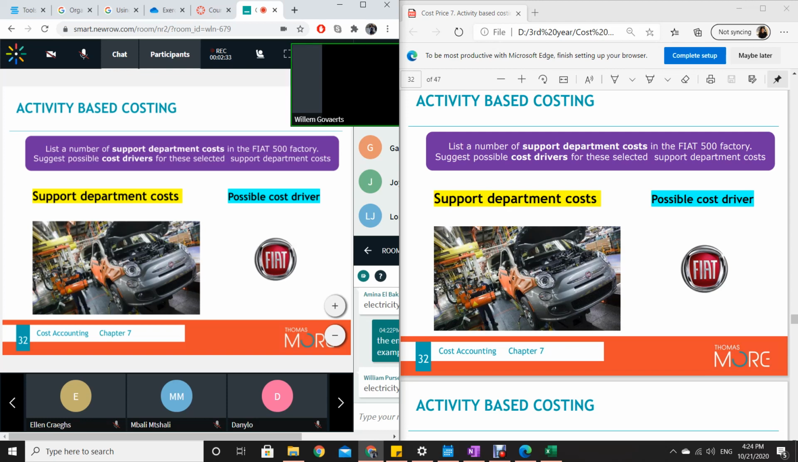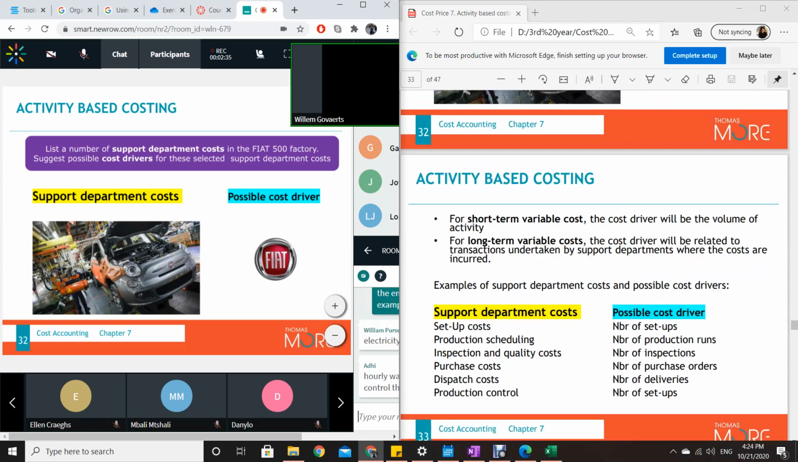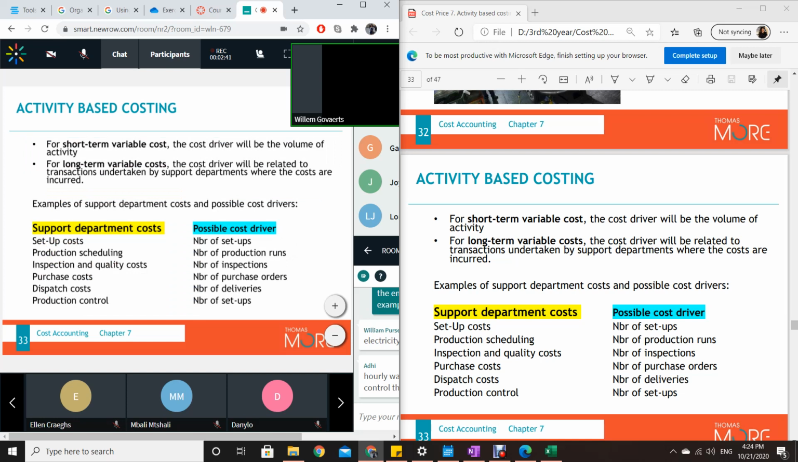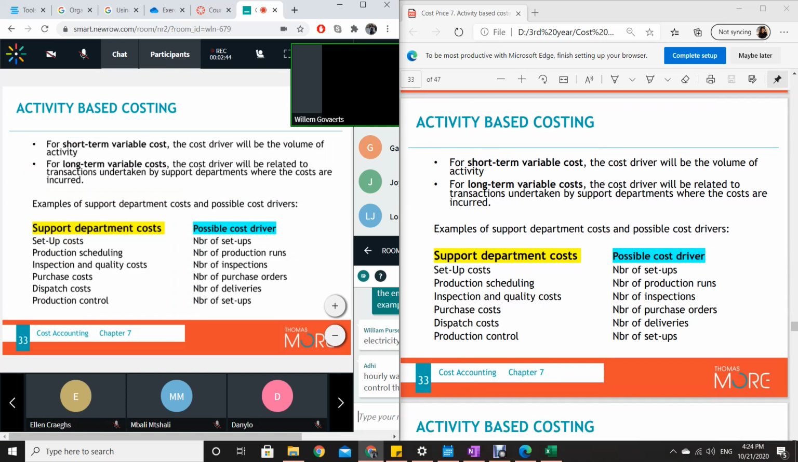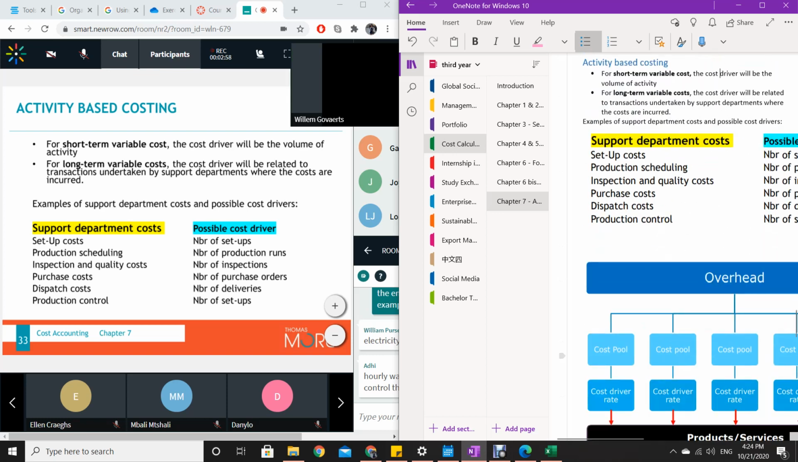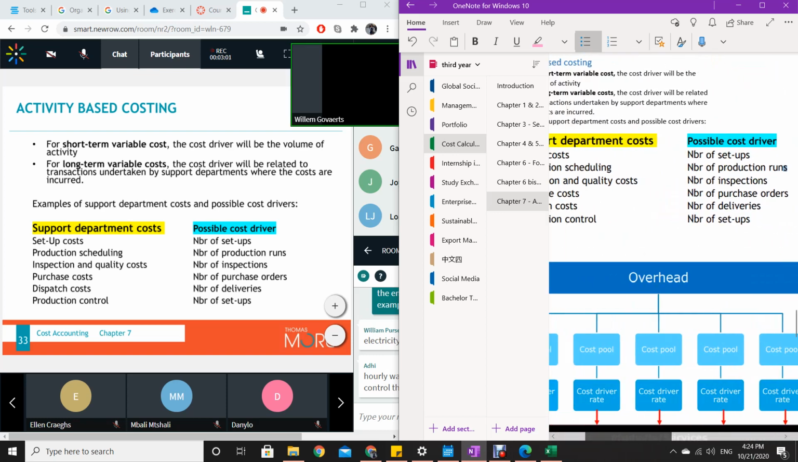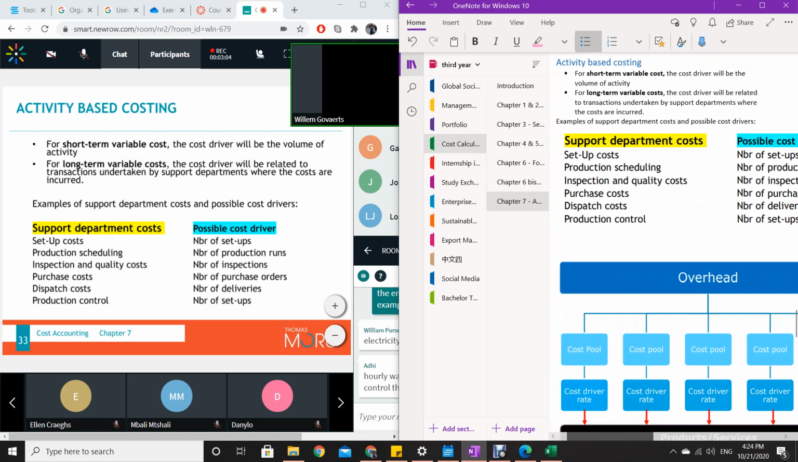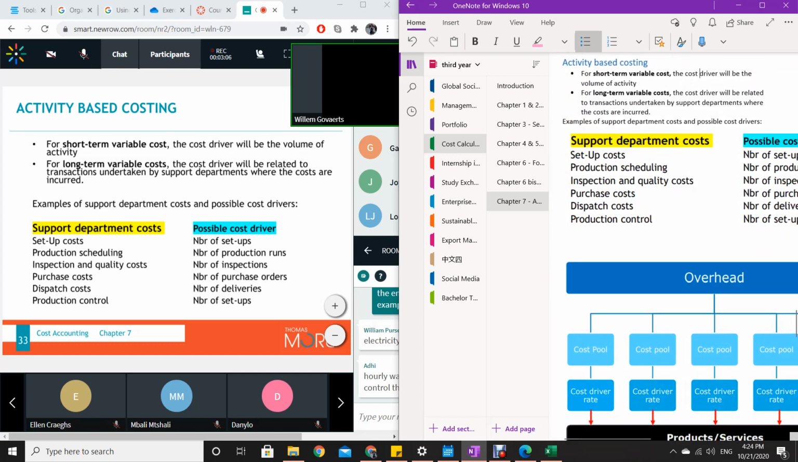Okay, I will go to the next slide to show a few examples to make it a little bit more clear. So imagine you are still in this factory and you see a lot of support department costs. You have, for instance, the setup costs. What is a setup cost? It's when you change a car and make something different. And you can then say, okay, I calculate just a number of setups. You get to do a production scheduling, and you get to schedule which car you make at what moment. You can say, okay, I'm going to calculate it versus the number of production runs.